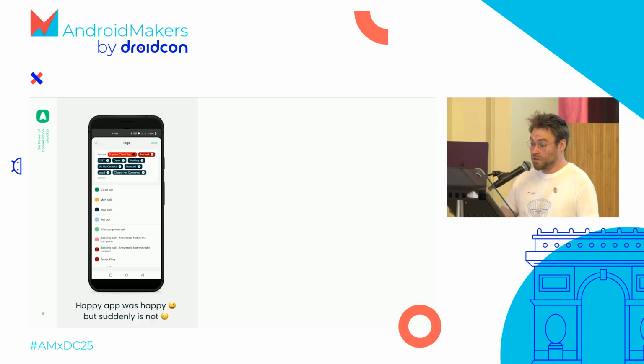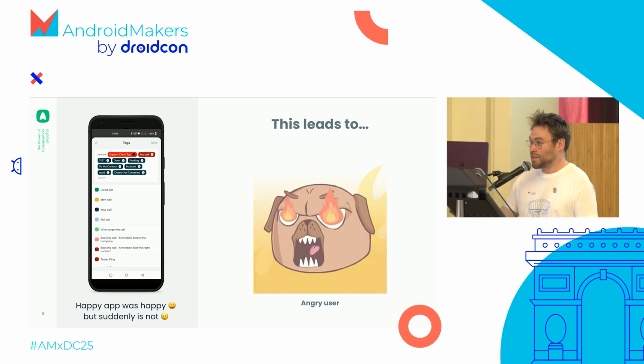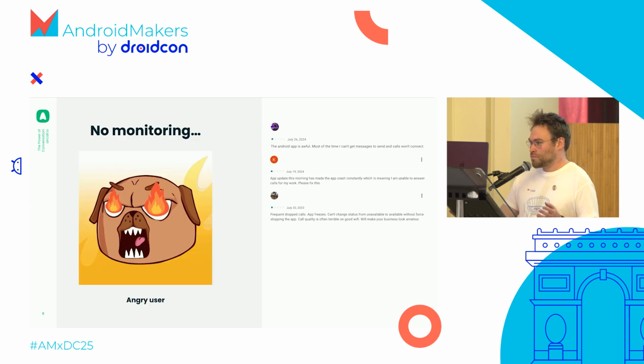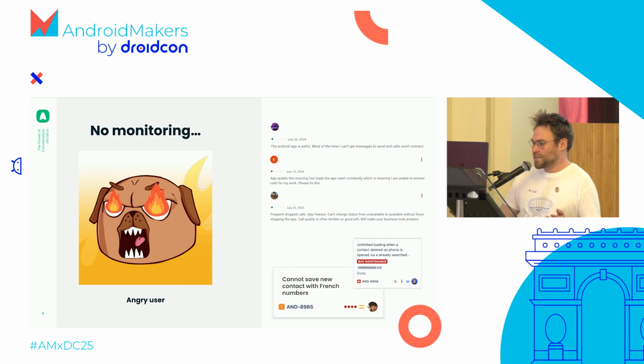So the happy application was happy, but suddenly is not. And this leads to some angry customers, angry users. And we, on paper, don't want that. So without monitoring, you get some bad comments in the store. For example, this leads to some support tickets created by your customers, lots of bug tickets in your sprints, and so you have a nightmare of dealing with bugs coming from nowhere, and you don't know where the bugs come from.